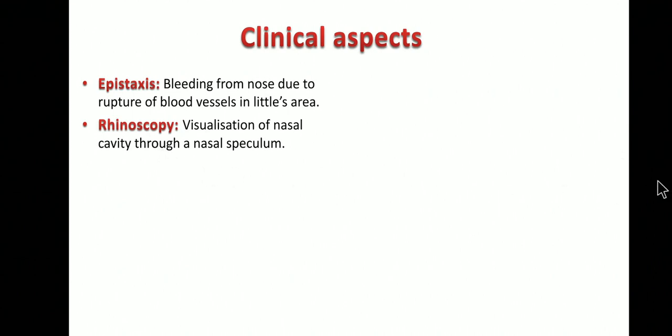Visualization is through a nasal speculum, called rhinoscopy. It might be anterior or sometimes posterior rhinoscopy. You place a mirror in the pharynx and then see the posterior part of the nasal cavity.